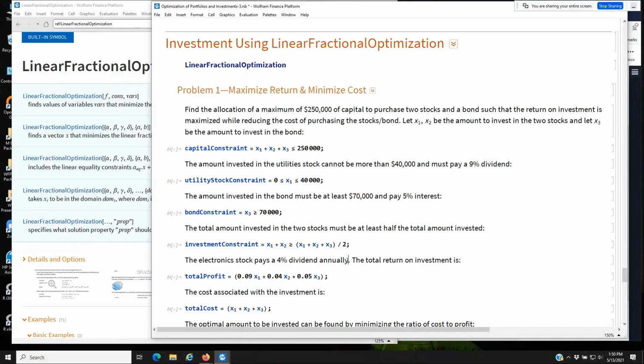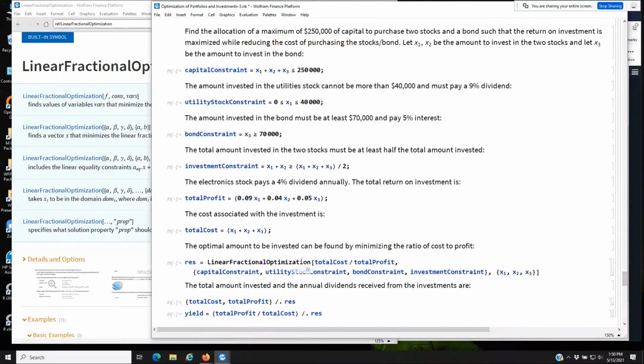Let's look at this problem. Our total return is going to be the sum of the returns I get for each of the investments multiplied by the amount invested in each of the three instruments. This is the total cost. And so now I've got a linear fractional optimization. What I want to do is minimize this ratio. In other words, I'm maximizing the profit, minimizing the cost.